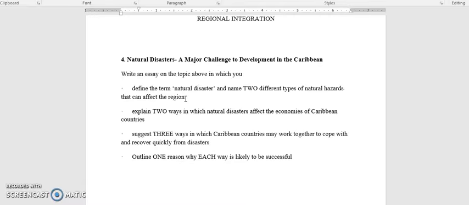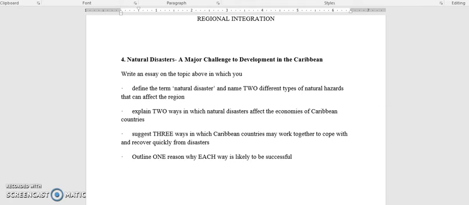Okay, I guess you must be finished now. So let us hear those answers. What is a natural disaster? Very good, I like that definition. Can I get another definition of what is a natural disaster? Very good job. All right. Give me the two different types of natural hazards that can affect the region. Yes, you are correct. Yes, you are correct also. All right, very good. So we are on the right path.